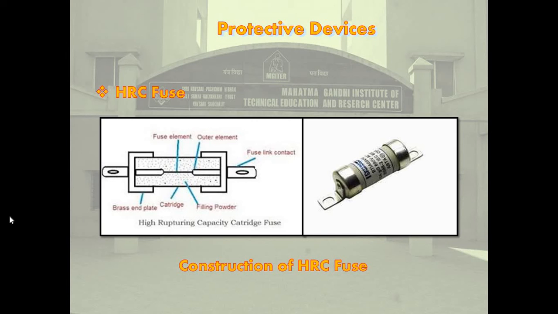The fuse element is fitted inside the ceramic body and the space within the body surrounding the element is completely filled with pure quartz powder. The ends of the fuse element are connected to the metal end caps, which are screwed to the ceramic body by means of special forged screws. Contact blades like end contacts are welded to the metal end caps. The contact blades are bolted on the stationary contacts on the panel.